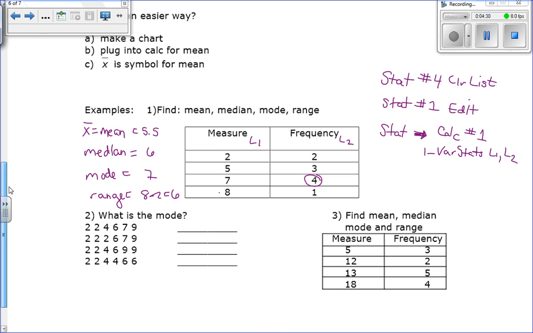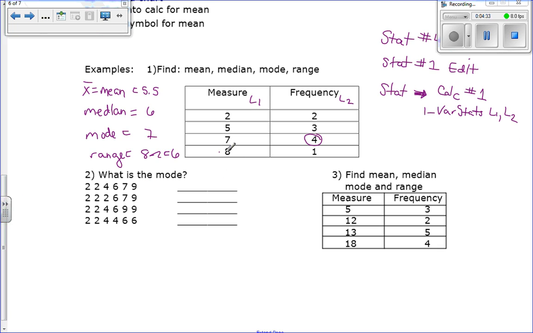Okay? And number 2, what is the mode? Mode is what occurs most often. So in the first set, my mode is 2. In my second set, my mode is 2. In my third set, I have 2 and 9 that occur more than anything else. And then after that, for 2, 2, 4, 4, 6, 6, I actually have no mode because they all appear the same number of times. So it is possible to have more than one mode.